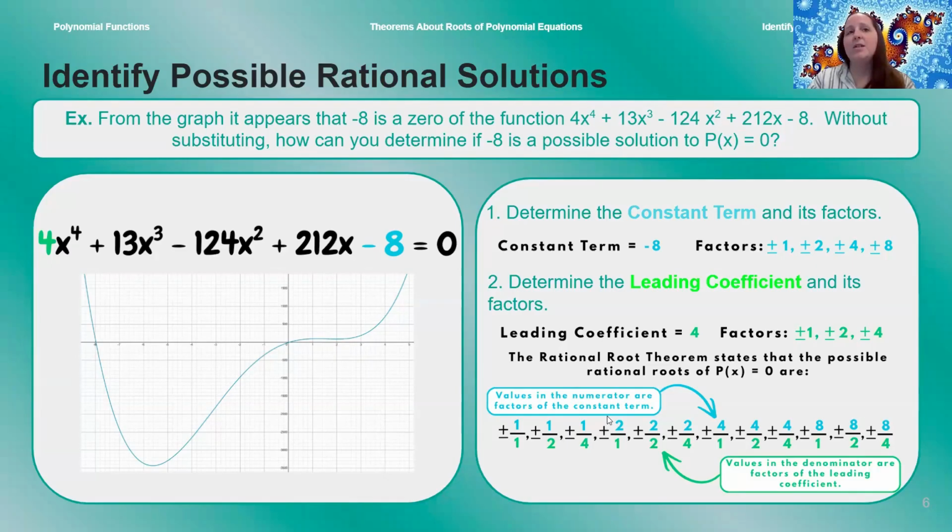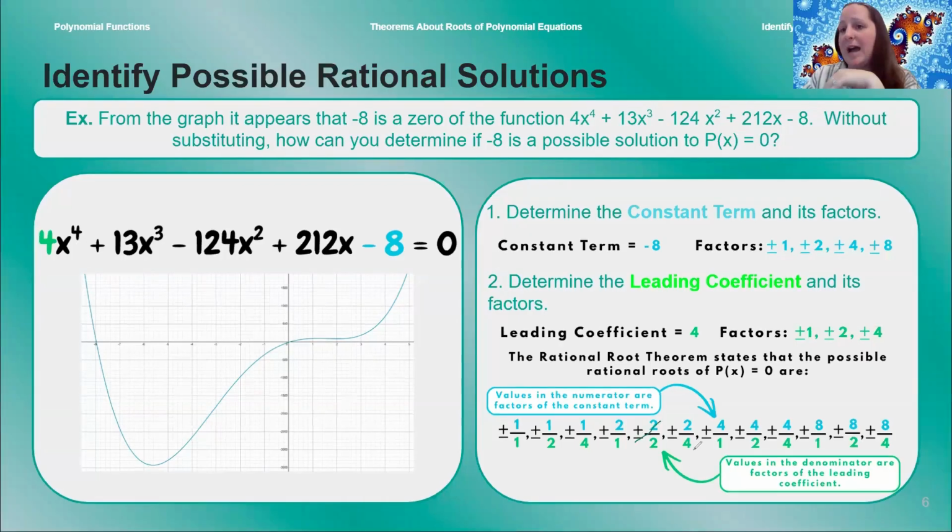You can notice that a lot of these are going to be a repetitive pattern, and you won't need to write all of them if you've already got them considered in your rational root theorem factors, right? So realistically, 1 over 1 is 1. I have 1/2, 1/4. 2 over 1 is 2. 2 over 2 is 1. I already have that, so I wouldn't need to actually write it again. 2/4 simplifies to 1/2, so I wouldn't need to write it again.